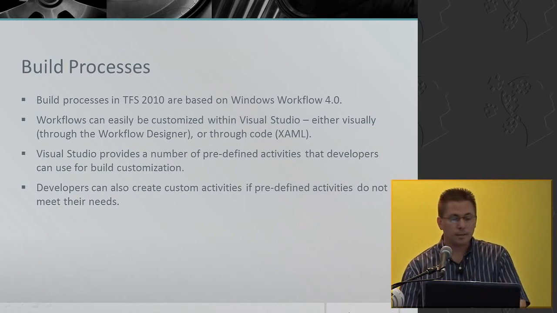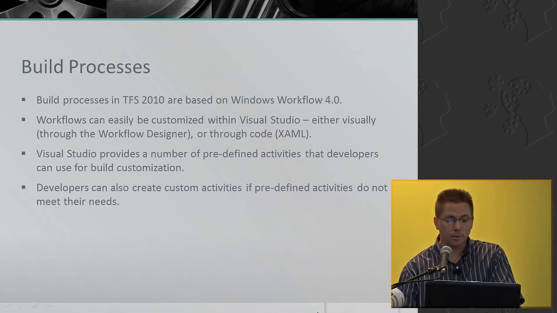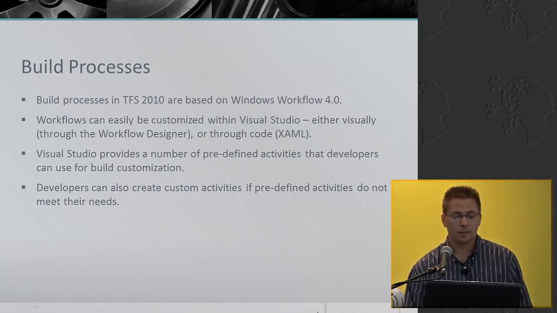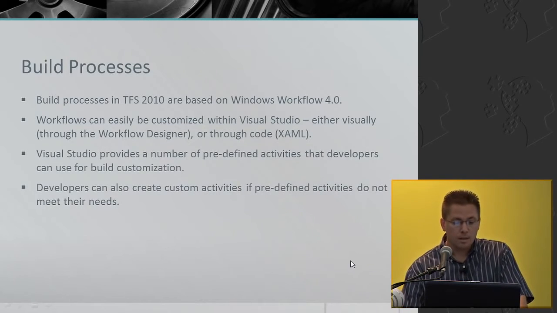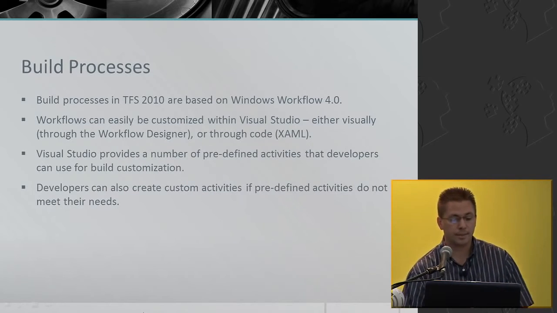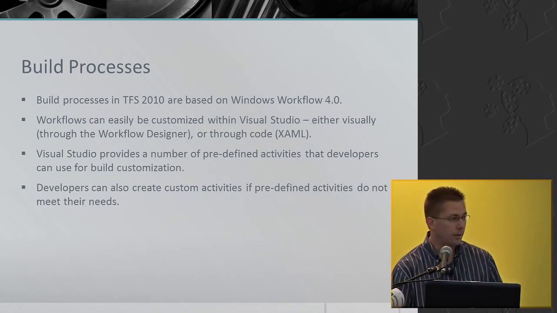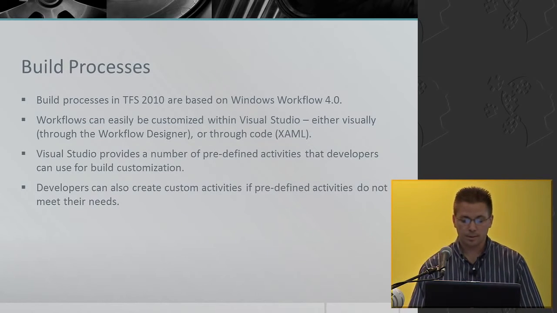If you need to do that or would like to do that, you can do that pretty easily through Visual Studio. There is a workflow designer for Windows Workflow, and so you can go in and manipulate the actual build process itself that way. Or you can jump into the raw XAML code if you happen to feel more comfortable changing things using that method. If you do decide to manipulate your build processes, Visual Studio will give you a number of predefined activities that you can use. And I'll show you examples of those here in a few minutes.